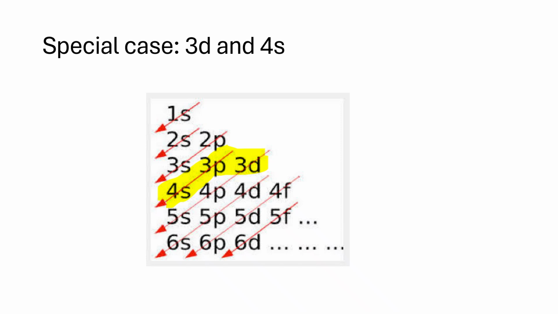Here's a special case. When you fill up orbitals, the usual rule is lower energy gets filled first. You'd expect 1s, 2s, 2p, 3s, 3p, 3d, 4s, 4p, but nature decides that 1s, and so on, 3p, and 4s are filled straight away before 3d. Why? Because when the atom is empty, 4s is slightly lower in energy than 3d. But after the electrons actually move in, 3d becomes lower than 4s.